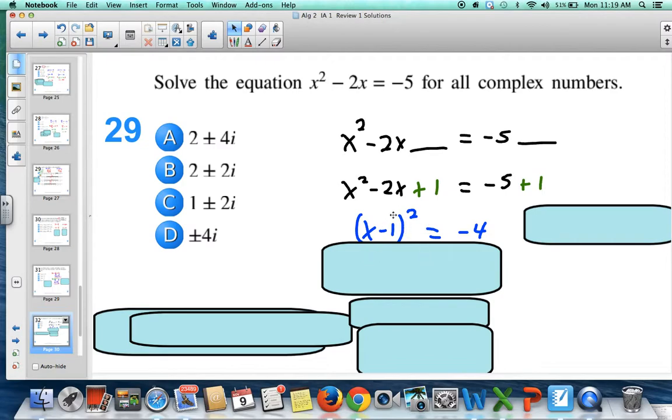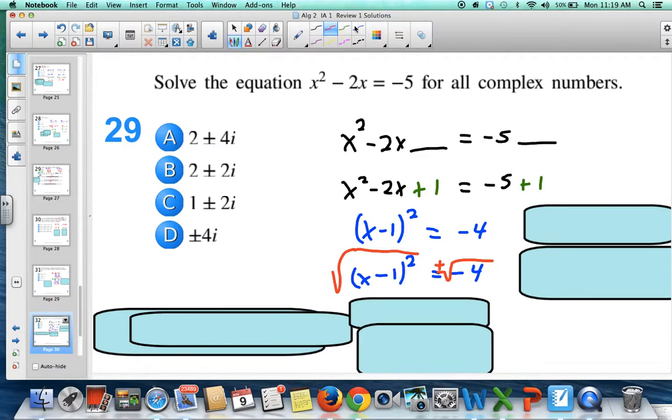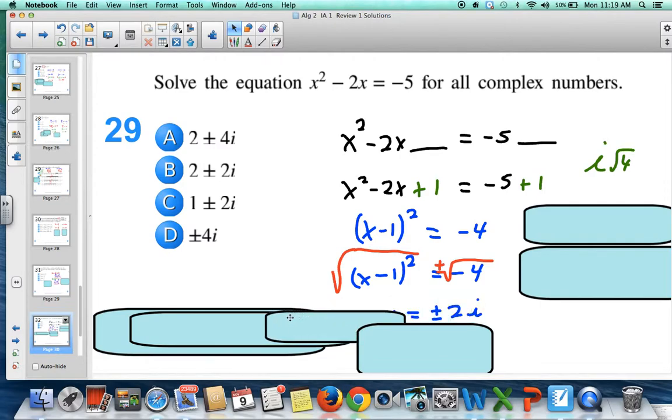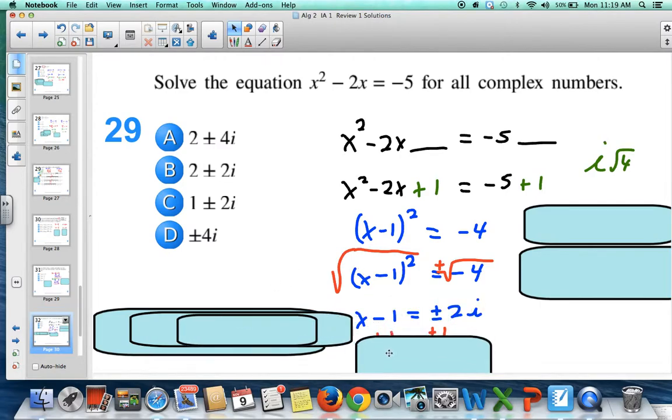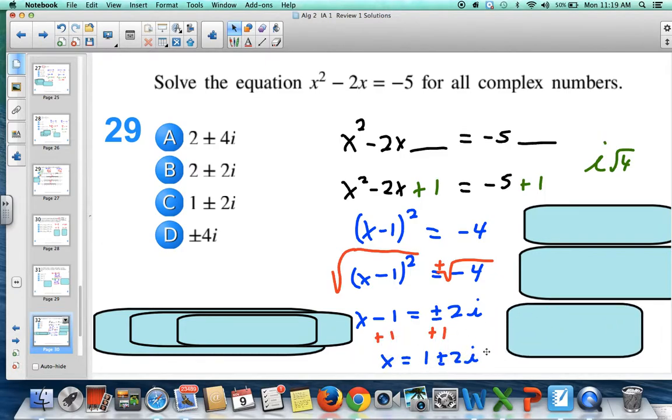And then the next step would be to take the square root of both sides, which looks like this. Remember, when we take the square root, we have a plus or minus. Now, the square root of negative 4, there's no real square root of negative 4. We take the i out, that becomes i times the square root of 4, but the square root of 4 is 2, so that just becomes 2i. So x minus 1 equals plus or minus 2i. We add 1 to both sides, and x equals 1 plus or minus 2i. That's the answer to that one right here.